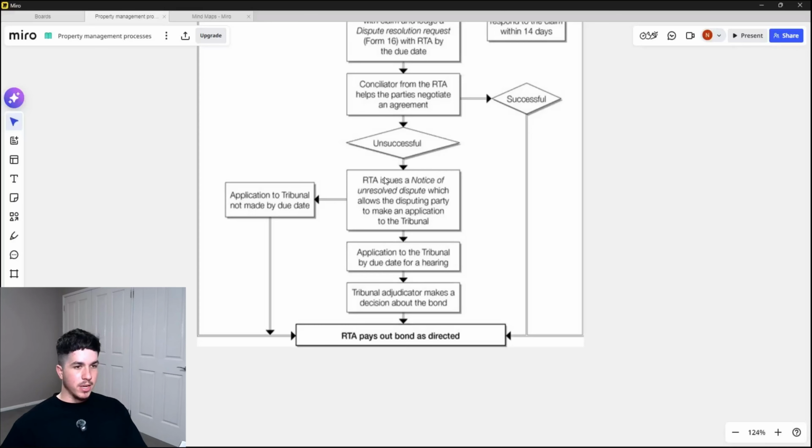What this means is that whoever disputed the request has 7 days to lodge a QCAT application. I'm calling it QCAT because we work in Queensland. If it's New South Wales, it's going to be a slightly different name. Same as Western Australia, etc.